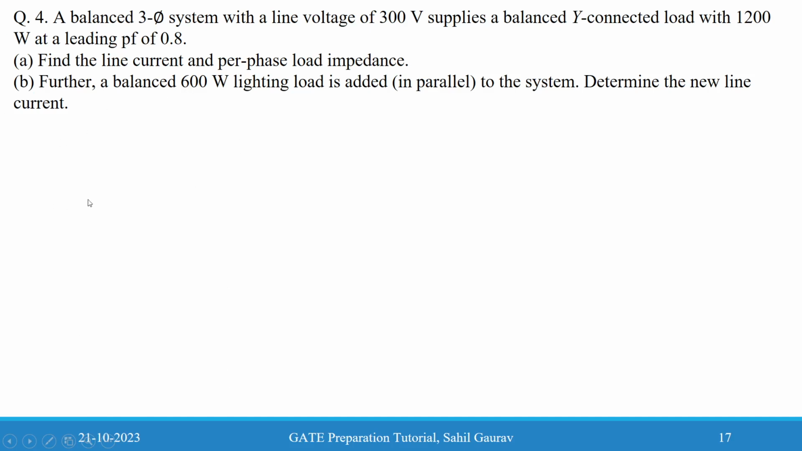In this problem it is given that a balanced three-phase system with a line voltage of 300 volt supplies a balanced star connected load with 1200 watt at a leading power factor of 0.8. Find the line current and per phase load impedance. For the first part, let us make the equivalent circuit diagram.